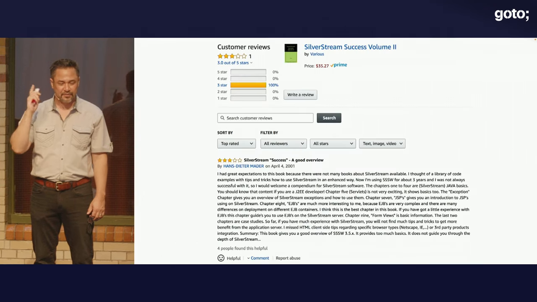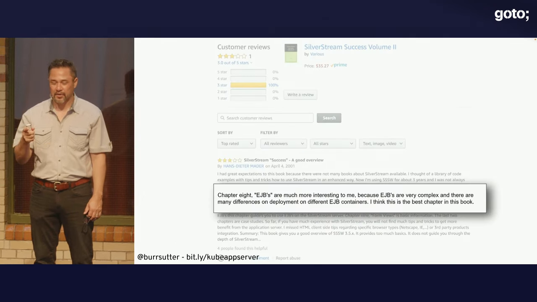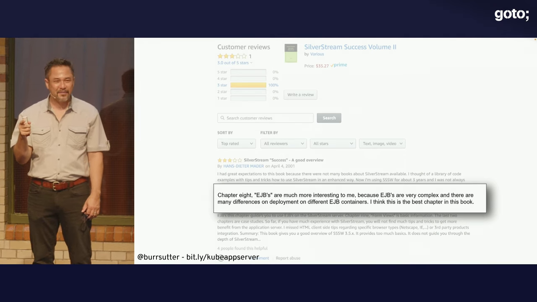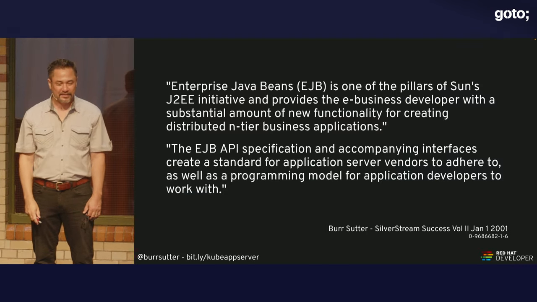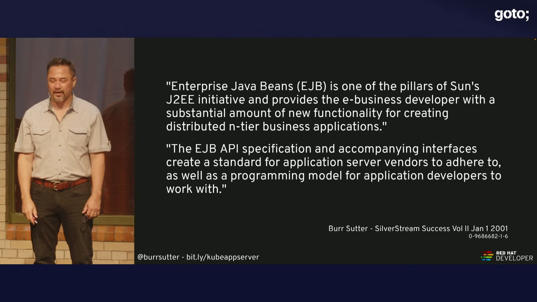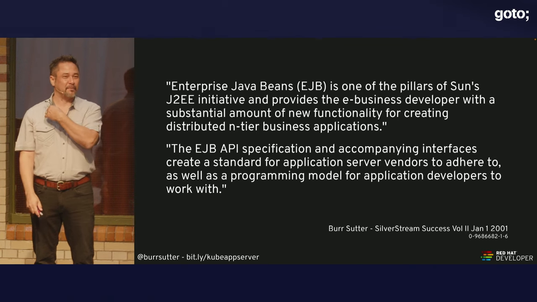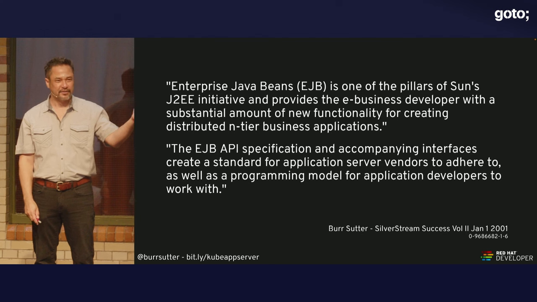It basically says that the best part of this book is EJBs because they're so complex. EJBs, because that's what the whole game was back 20 years ago. So basically, EJBs were the pillar of the environment. And chapter 8 was my chapter. So I feel like I'm pretty good there. I contributed to that world.